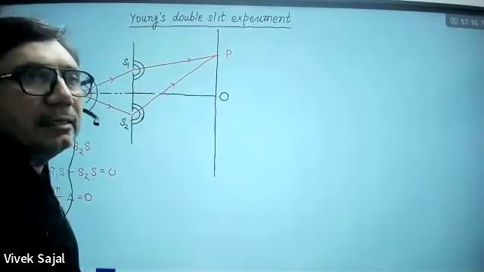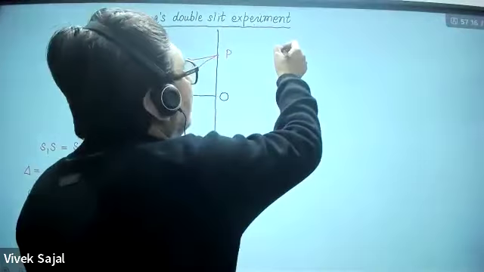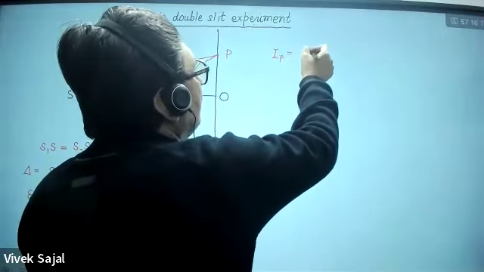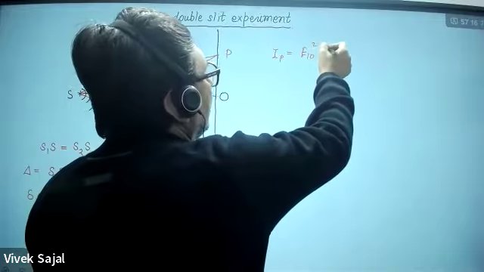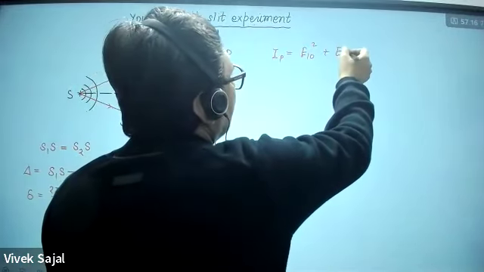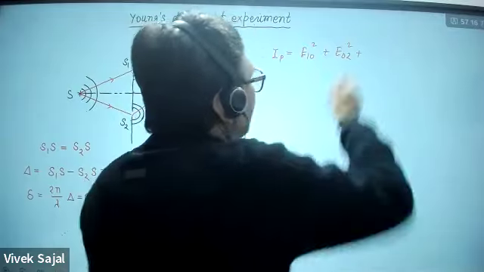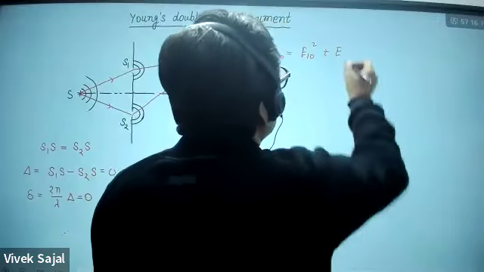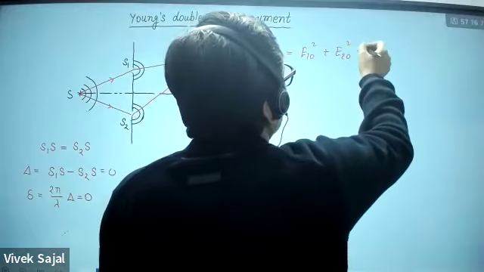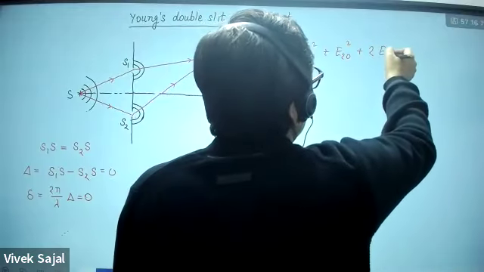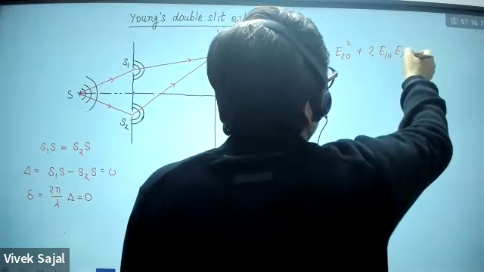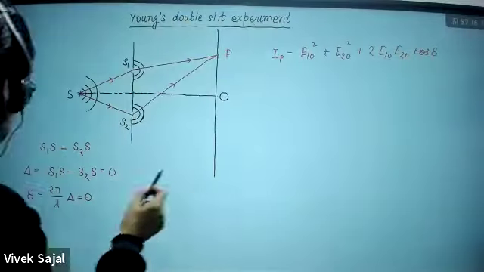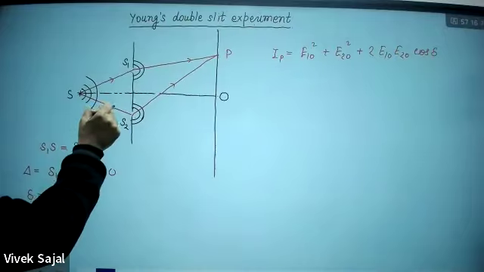Now what is the intensity here? In the last class we found out the intensity I at point P will be E10 square plus E20 square plus 2 times E10, E20, and cos delta. Now what is the delta here? ठीक है, this was the phase difference between these two.